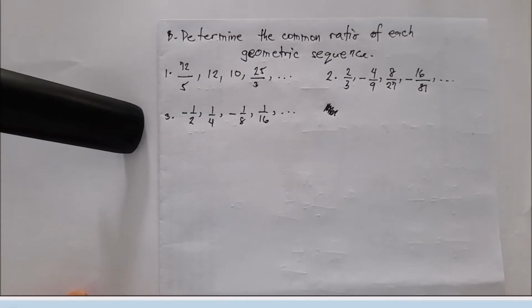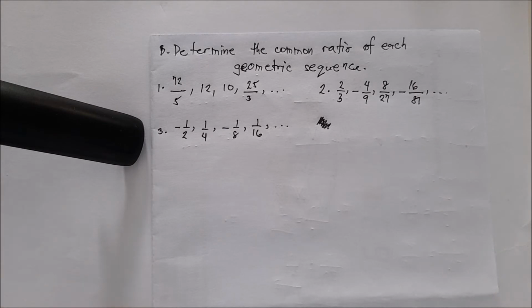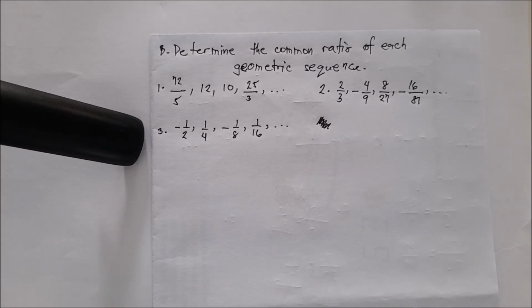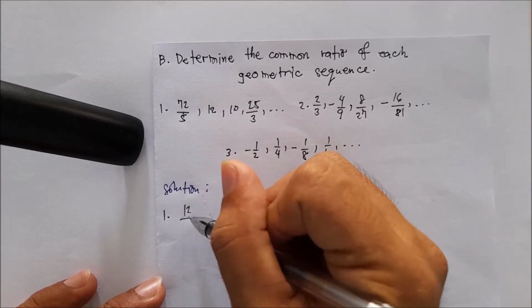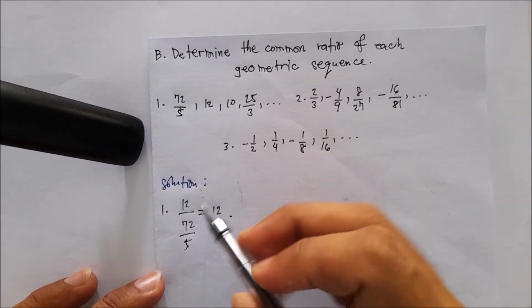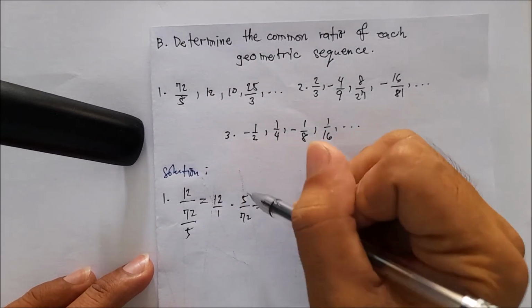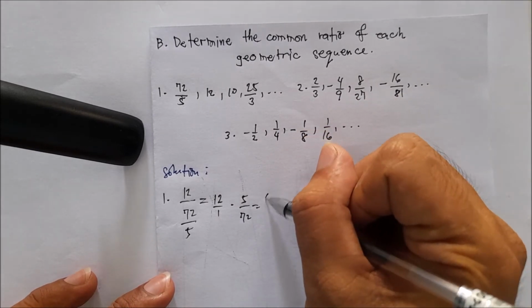Okay, the next activity is to determine the common ratio of each. We need to determine the common ratio of the following. So how to find the common ratio? You need to divide the second term by the first, same as the solution I showed earlier, same din ang pagkuha ng common ratio. Number 1, 12 divided by 72 over 5. 1 times the reciprocal of 72 over 5 is 5 over 72. 12 times 5 equals 60.